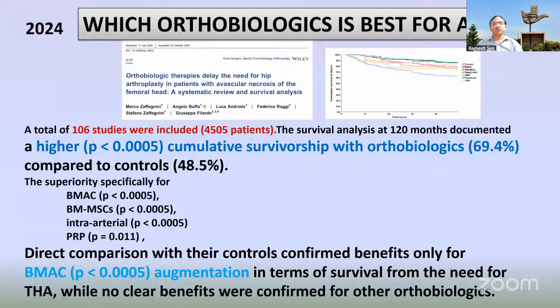We come to 2024. Again, the same question. Another study found higher cumulative survival with the orthobiologics, in direct comparison with their control, only BMAC. Now, they are comparing PRP, intraarterial therapy, and mesenchymal cells. The conclusion is that BMAC augmentation improves survival from the need of THA. So there is no benefit of other orthobiologics. It is BMAC only.